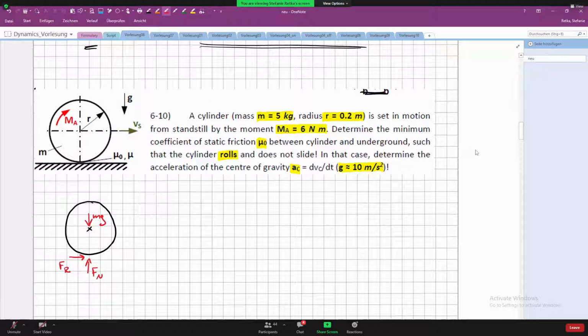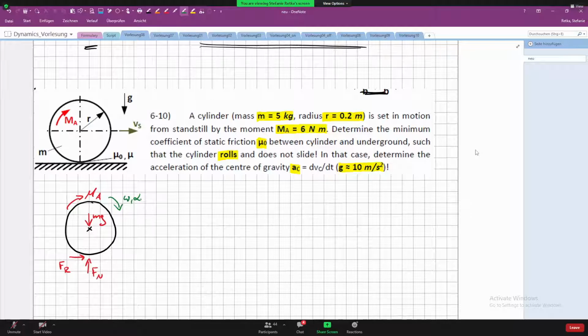And as an external load, we have to consider the moment Ma. Since this moment is the driving moment causing the motion, our cylinder rolls clockwise in this direction. So this is a simple system, like the tire problem and rolling cylinder problems that we discussed in chapter 2 already.